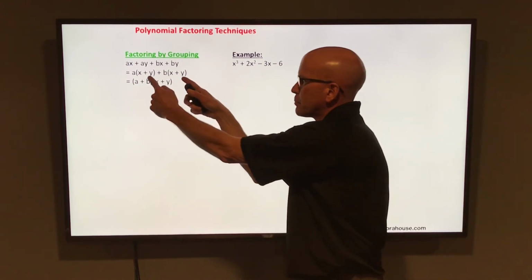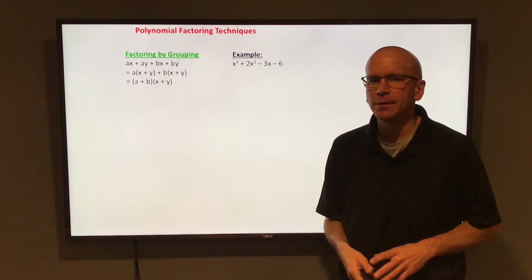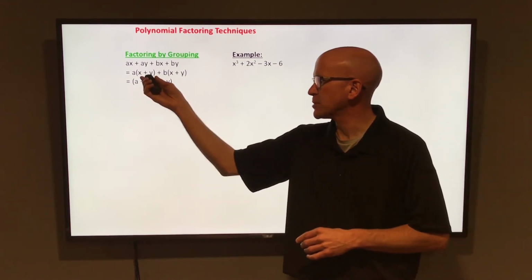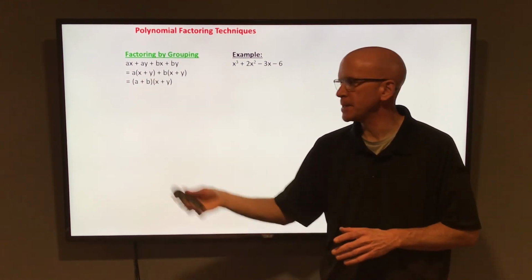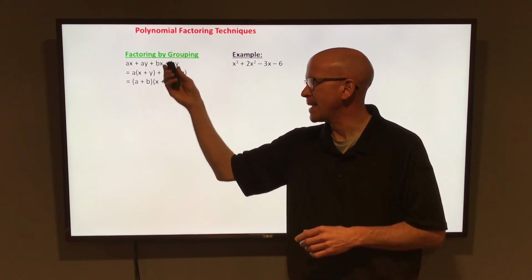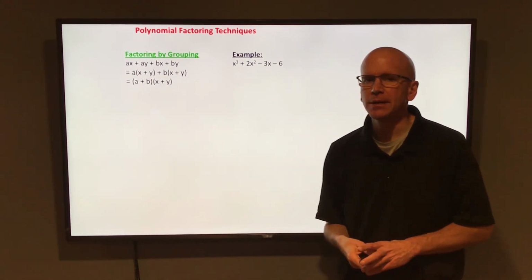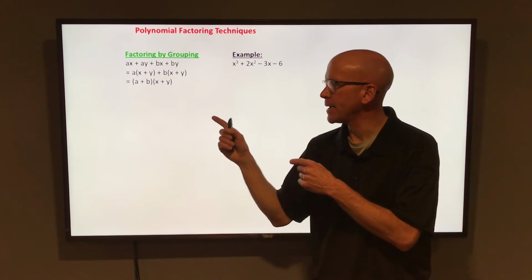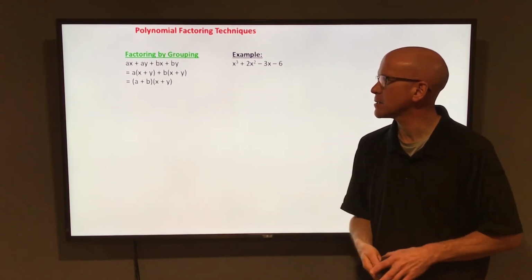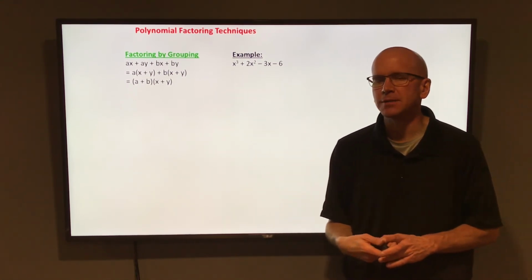You have the same thing in the parentheses, so that can be factored out of those two terms. If you take an x plus y out of each term, you're going to be left with a plus b. So that factors into a plus b times x plus y. You can apply factoring by grouping to this: x to the third plus 2x squared minus 3x minus 6.